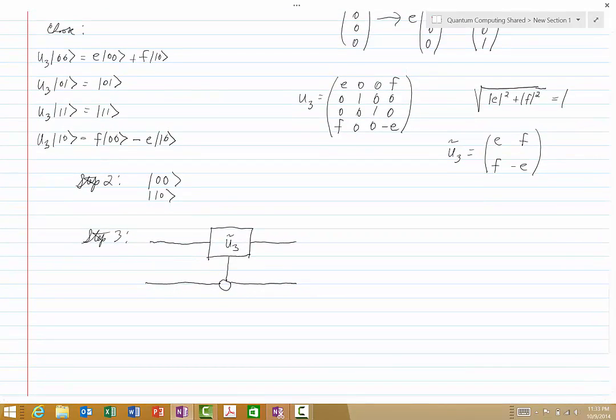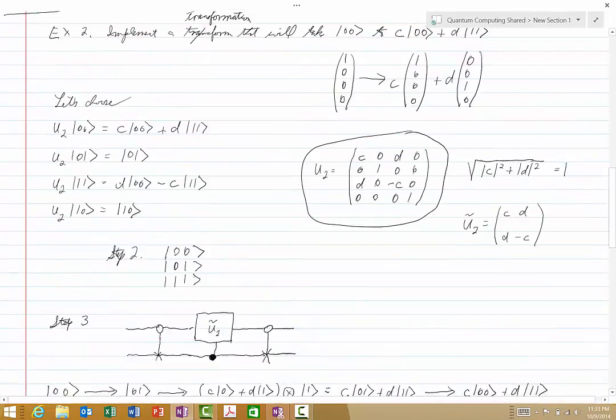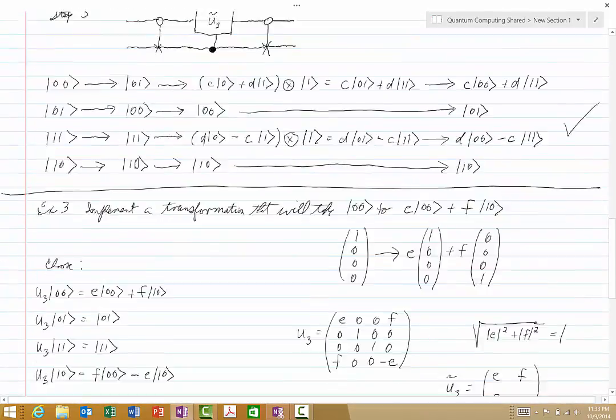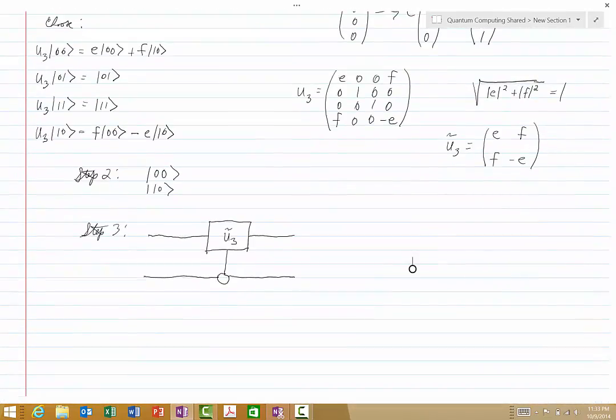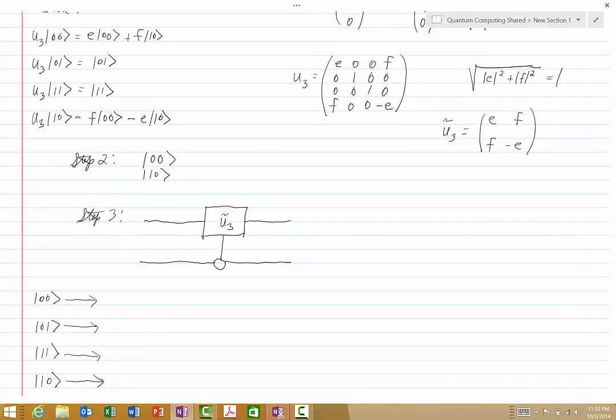And now let's, just as we've been doing in all the other cases, let's check this. So 0, 0, 0, 1, 1, 1, and 1, 0. We want to see where each one of these will go to check it. This is just like we've been doing with all the other cases.